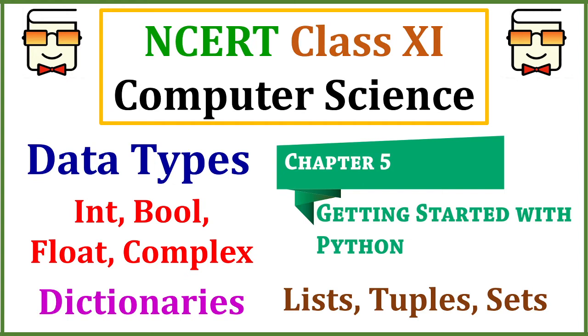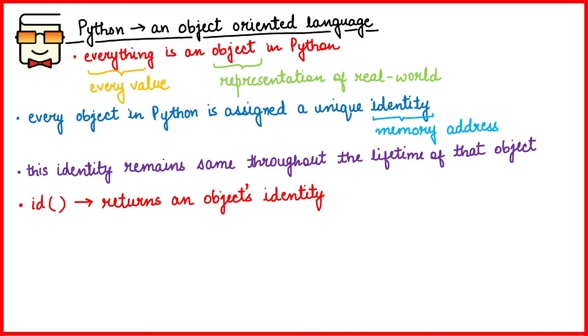In this video, we will be studying the different data types of the Python programming language. Before starting with the data types, I would first like to mention that Python is an object-oriented language. And what do we mean by an object-oriented language? It means that every value in Python is considered an object. That means it is considered a real-world entity, and each object will have certain attributes and certain functions that can be performed on that object.